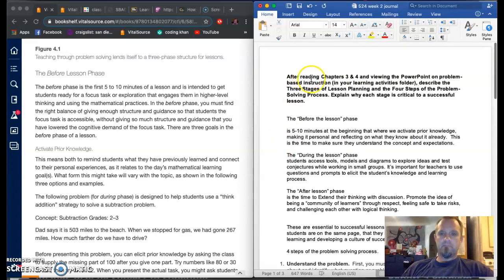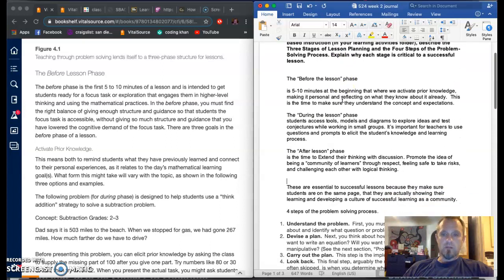After reading chapters 3 and 4 and viewing the PowerPoint, I'm describing the 3 stages of lesson planning and the 4 steps of problem solving, and explaining why they are important or critical.